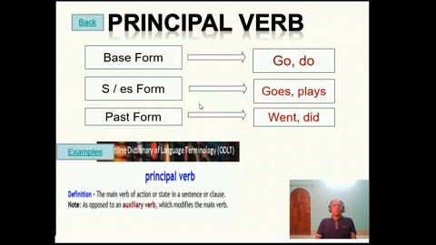In this slide you find three forms of a main verb: base form, s form, past form. These forms of main verbs are regarded as principal verb.